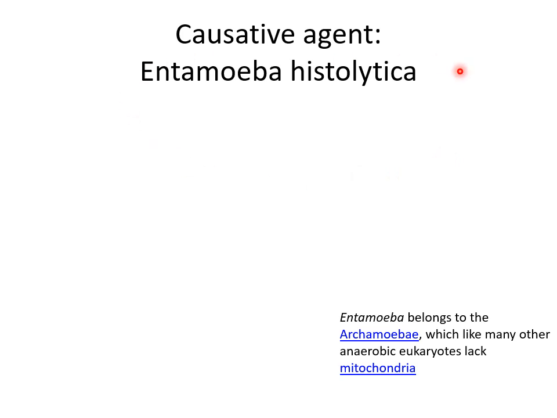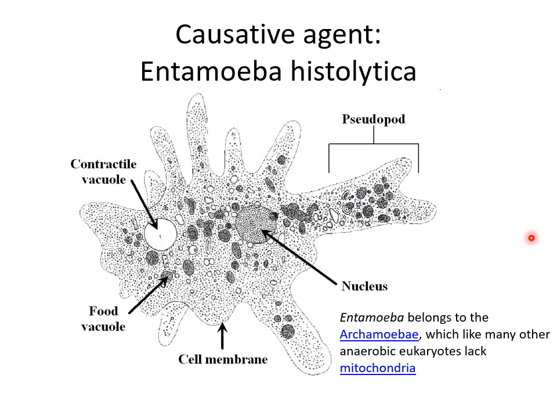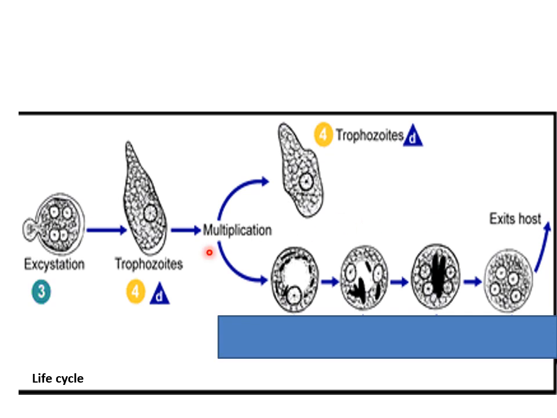So, the causative agent is Entamoeba histolytica. And you can see this is an enlarged diagram. The presence of the pseudopodia, and it lacks mitochondria. As I told you, very simple cell cycle. Suppose the cyst enters the man. It will undergo something known as excystation. It will form trophozoites. These trophozoites will multiply and then become cysts again to exit the host. It's very simple.